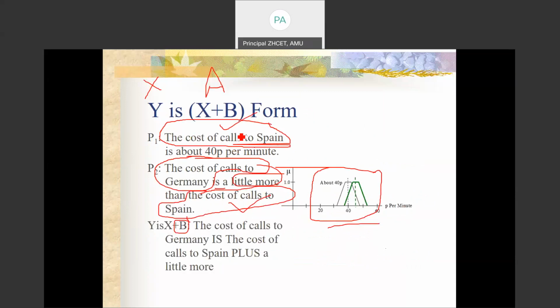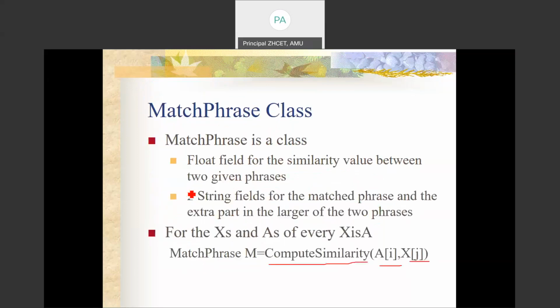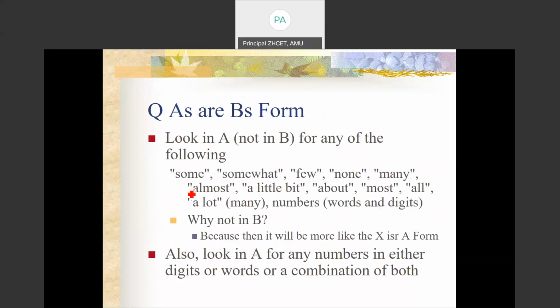So it should return 0.95 as the float value. It should return the cost of calls to Spain, which is common to both, and a little more than that, which is extra. So let us see the third variation now.